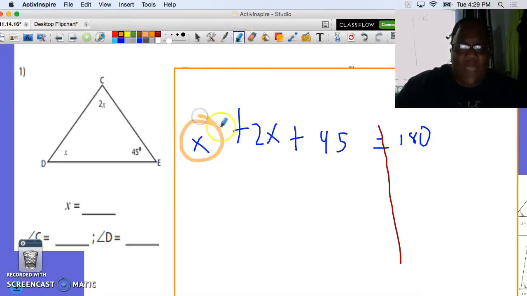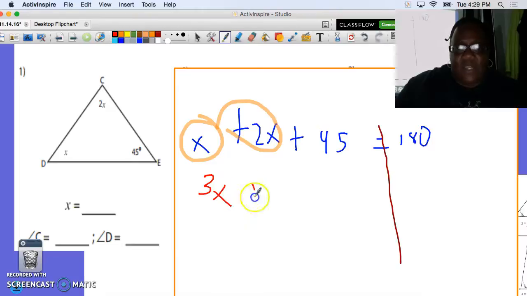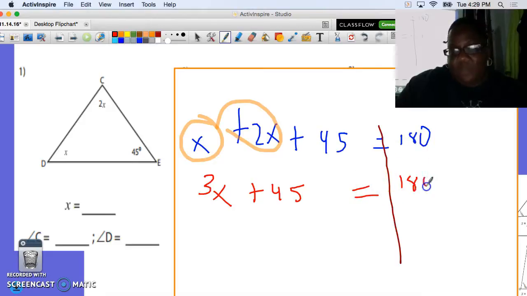I see an x and I see a 2x. So altogether that gives me, correct, thank you, 3x plus 45. I can't combine that 45 with anything on this side. So I will move it. We're going to the other side.